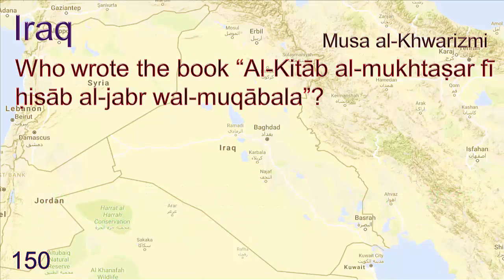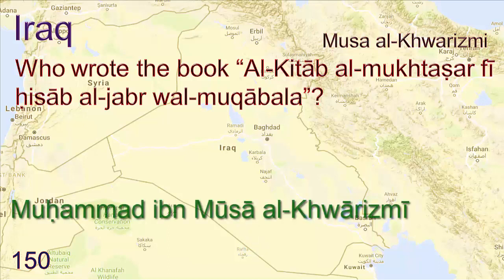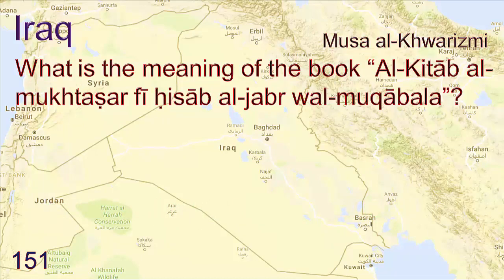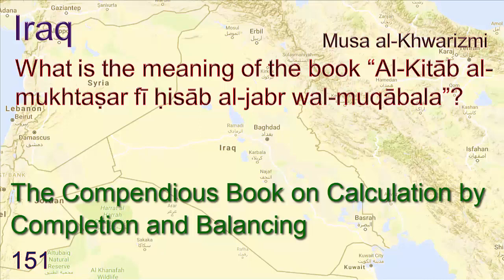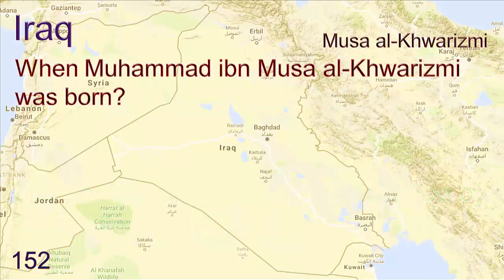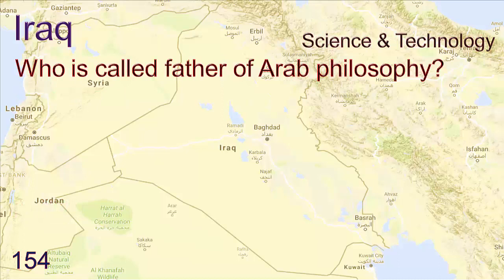Who wrote the book Al-Kitab Al-Mukhtasar Fi Hisab Al-Jabr Wal-Muqabla? Answer is Muhammad ibn Musa al-Khwarizmi. What is the meaning of the book Al-Kitab Al-Mukhtasar Fi Hisab Al-Jabr Wal-Muqabla? The compendious book on calculation by completion and balancing. When was Muhammad ibn Musa al-Khwarizmi born? In 780. When did Muhammad ibn Musa al-Khwarizmi die? In 850.